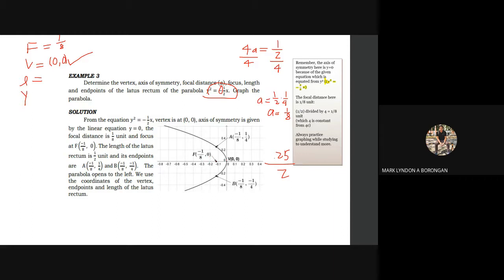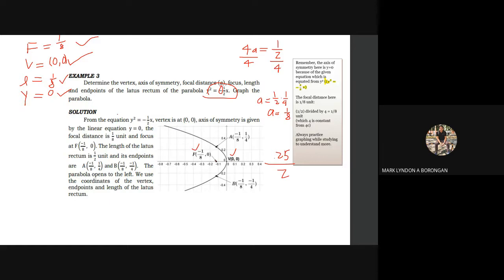Next, itong vertex is check 0, 0. Atong directrix ani is just the opposite sign. So, opposite sign sa A na to is just 1/8. So, check na na siya. I-check ko po na siya. And then, ato ang, axis of symmetry is always equal to 0. So, check rag hapon. So, lastly, na to papangita ang litus rectum.